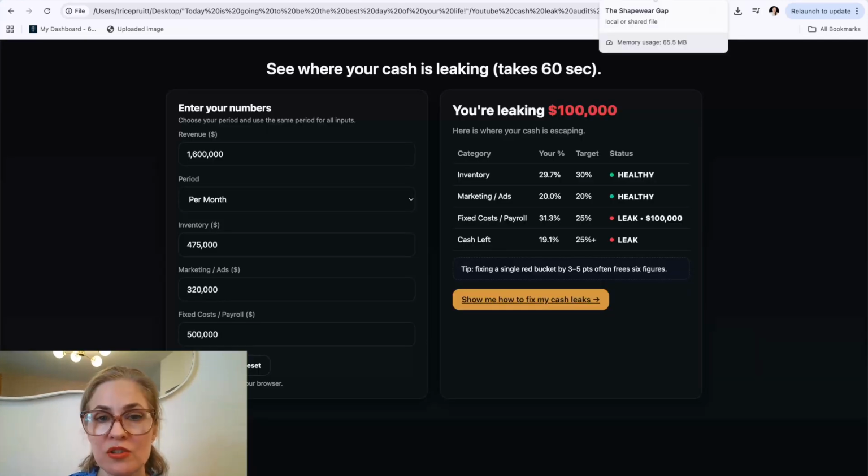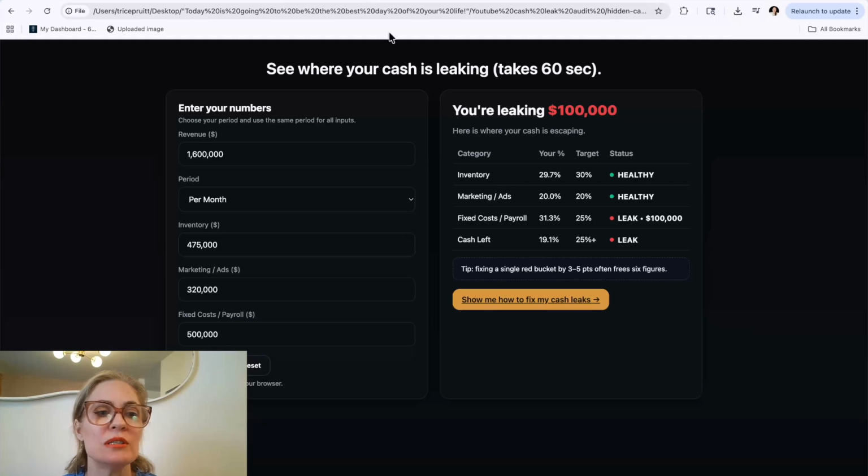If you have a Shopify store and you are tight on cash, the cash is getting trapped in the business. It is there. So you can download this tool and just put your numbers in.